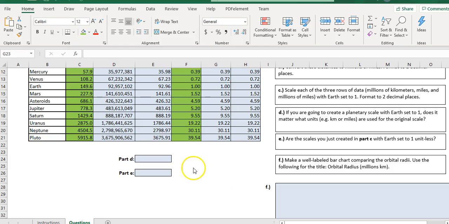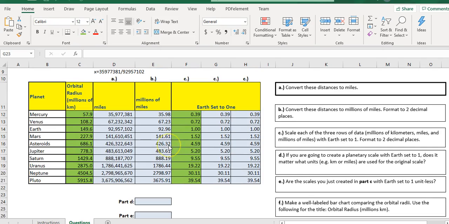So then the next question in part D is asking you, if you're going to create a planetary scale with Earth set to 1, does it matter what units? In other words, did it matter up here whether I used kilometers or millions of kilometers or miles or millions of miles? Did it make any difference? So you're going to choose whether it did or not. So you have a choice of yes or no in this box, okay?